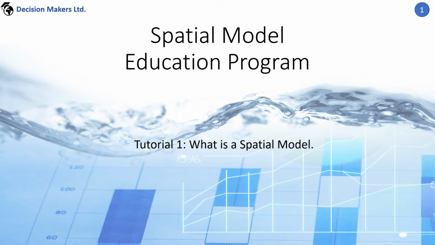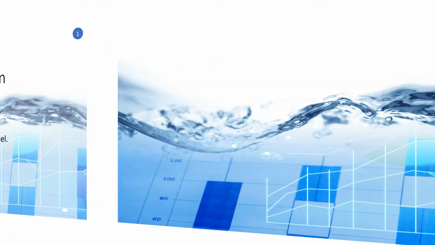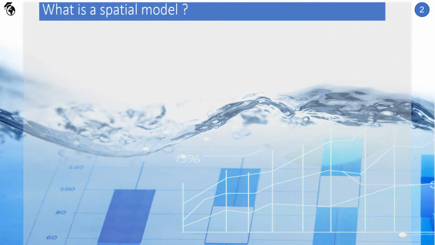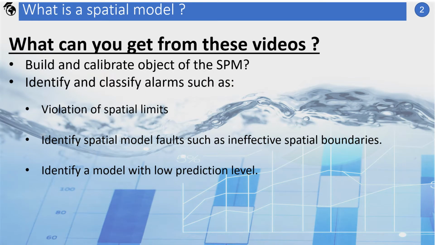The present film is the first in a series of short films that guide the user in the construction, setup and operation of the spatial model. Once you're done watching the movie series, you'll be able to perform the following. 1. Build objects in the spatial model. 2. Calibrate the objects to create a minimum of false alerts. 3. Identify spatial model faults such as ineffective spatial boundaries. 4. Identify a model with low prediction level. And of course, take the necessary measures to correct all of the above.